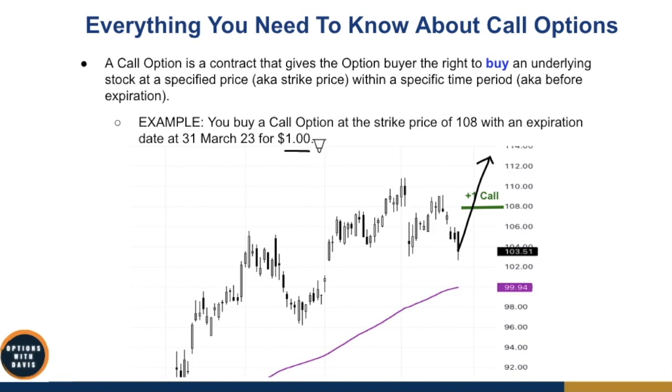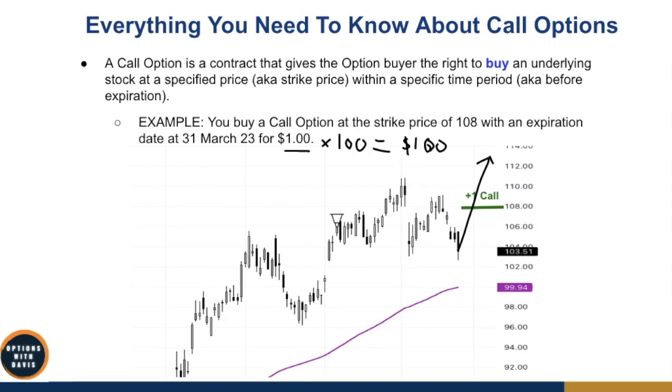Now, each option contract controls 100 shares. So when the option says that it's worth $1, what you're essentially paying for this when you're buying the option is $1 times 100, right? So the total will be $100. So let's say, for example, if the option costs $2, then you take $2 times 100 shares, that will be $200. So this is basically what you have to put up in terms of your capital to buy this call option.